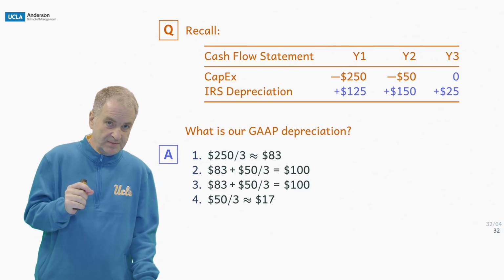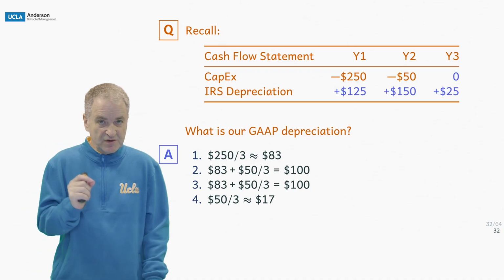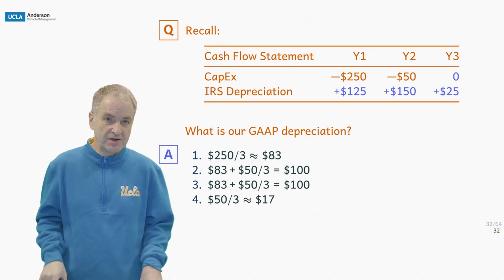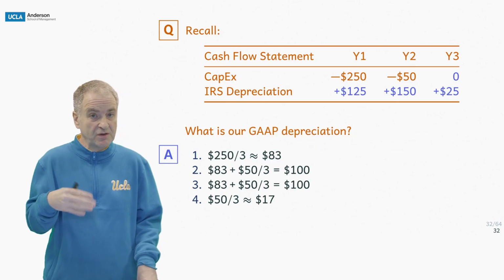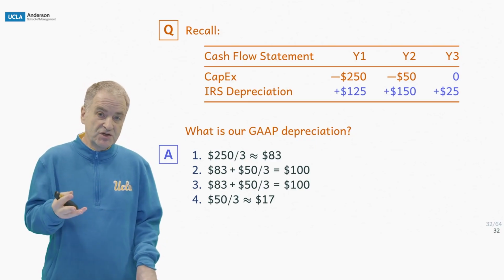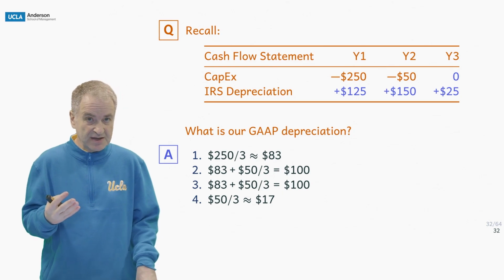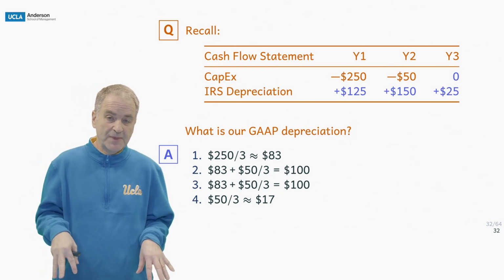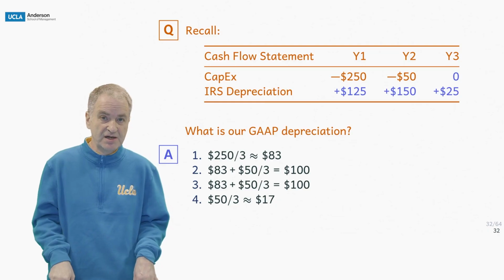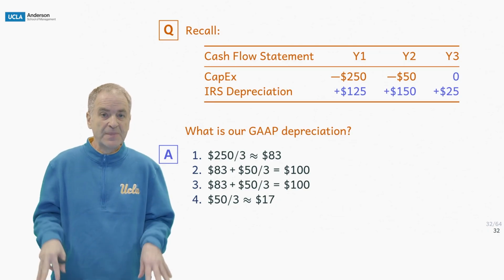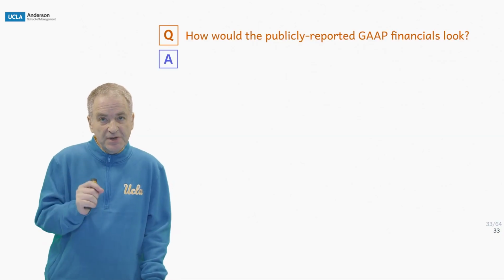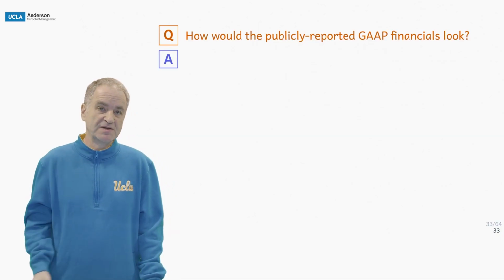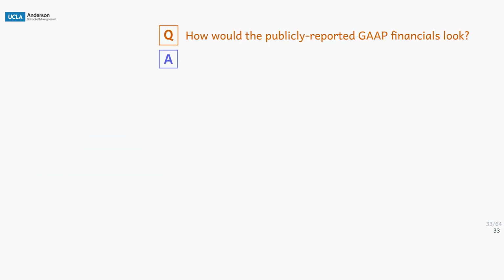Okay, so first year, we have $250, but we have to divide it in 3 now. So it's $83. The following year, I get again $83, and now this time also in the third year, it is $83. But in addition, I get the $50 that I've spent in the second year divided by 3. So I have $100 that I depreciate, another $100 in year 3, and then $17 in year 4. How would the publicly reported GAAP financials look like? Please pause this video now, answer the question on a piece of paper, and then continue.